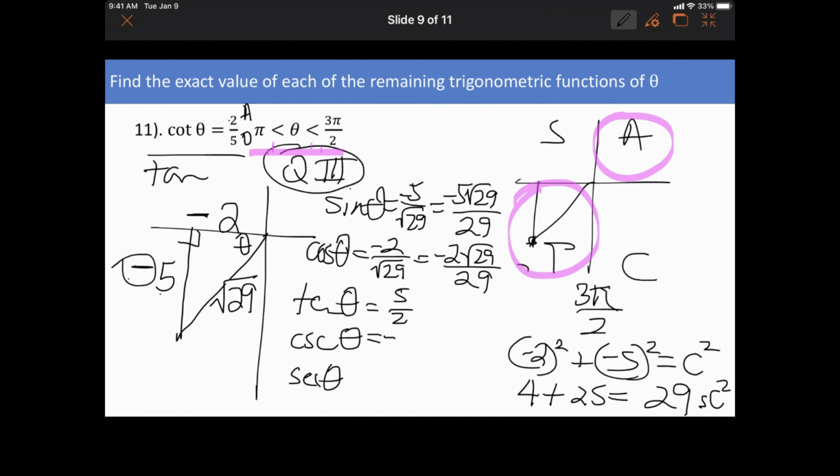Okay, this is going to be square root 29 over 5. And the square root of 29 over 2, negative. Okay, so remember I should have 4 negatives. 1, 2, 3, 4, and 2 positives. 1 here and 1 there.